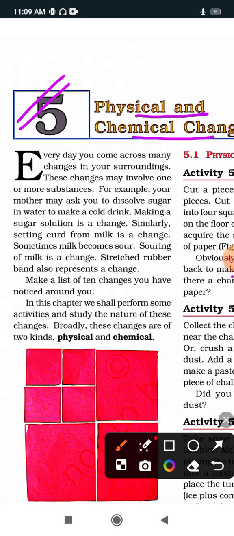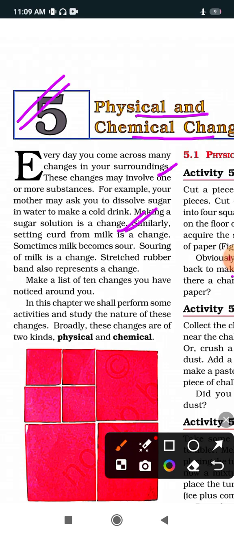Okay, हम डे टू डे लाइफ में बहुत सारे चेंजेस देखते हैं हमारे सराउंडिंग में. इन चेंजेस में इन्वॉल्व होते हैं वन और मोर देन वन सब्सटेंस. अगर मेरी मम्मी मेरे से कहती है कि शुगर को डिज़ोल्व करें हम वाटर में कोल्ड ड्रिंक्स बनाने के लिए, तो हम शुगर सॉल्यूशन को अगर हम प्रिपेयर करें वो भी एक काइंड ऑफ चेंज है.